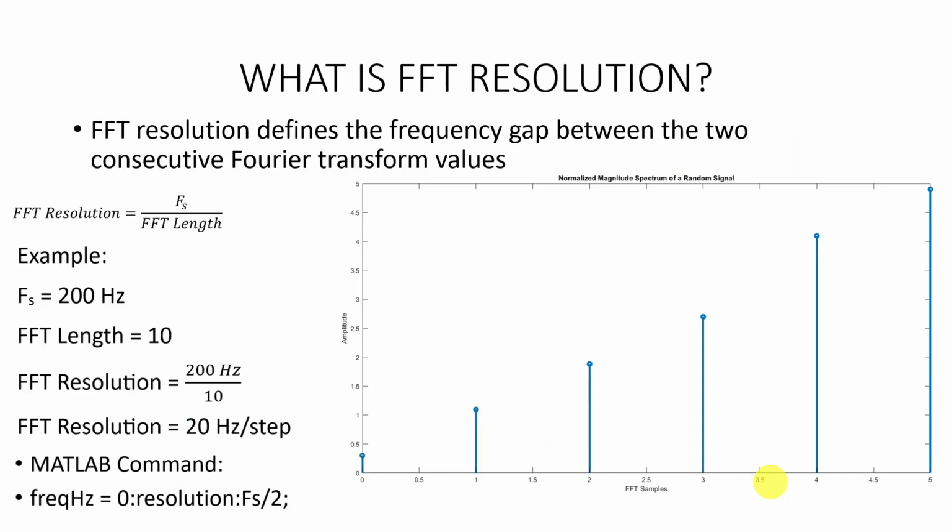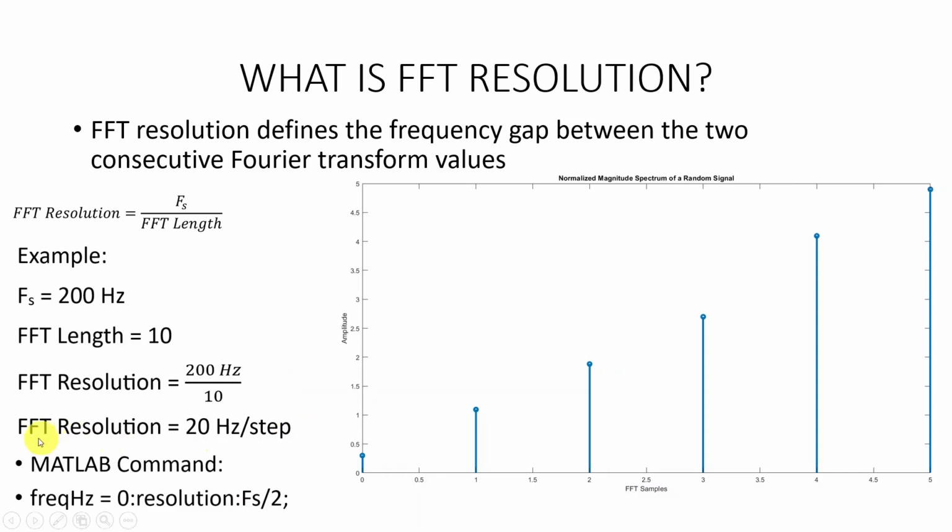To establish the frequency axis, you have to have an idea about the FFT resolution. FFT resolution defines the frequency gap between two consecutive Fourier transform values. It is calculated by dividing the sampling frequency by the FFT length. Let's understand it with an example. Let's say we have a sampling frequency of 200 Hertz and an FFT length of 10. So the FFT resolution comes out to be 20 Hertz per step.